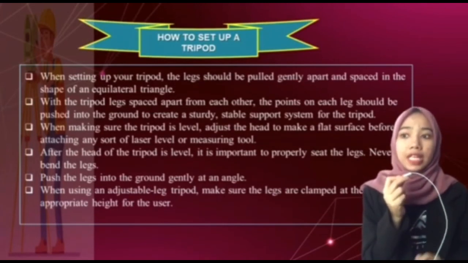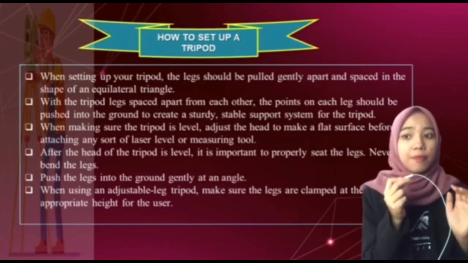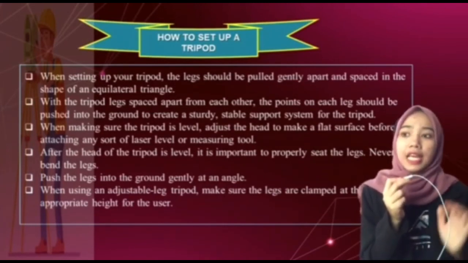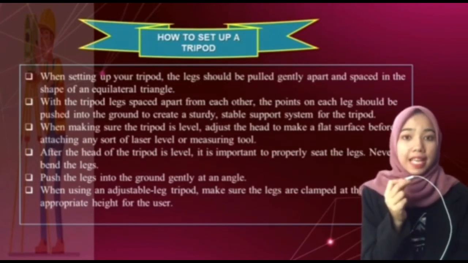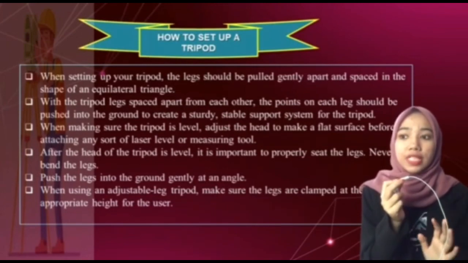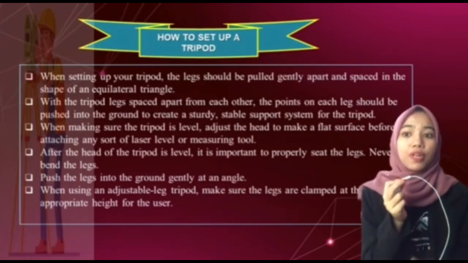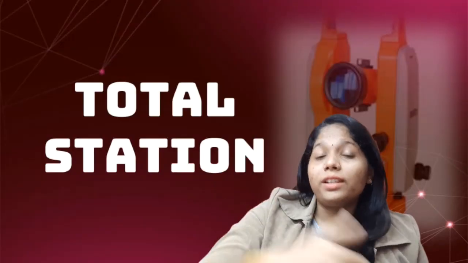Next, after the head of the tripod is level, it is important to properly seat the legs. Never bend the legs, and push the legs into the ground gently at an angle. And last, when using an adjustable leg tripod, make sure the legs are clamped at the appropriate height for the users. Okay, what is a total station?